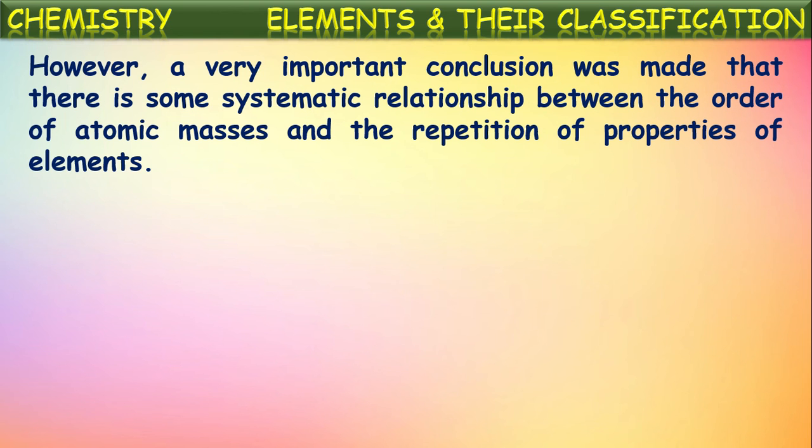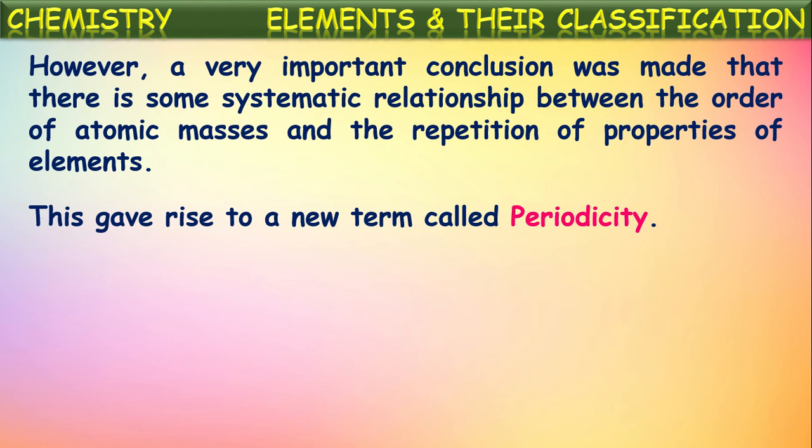However, a very important conclusion was made that there is some systematic relationship between the order of atomic masses and the repetition of properties of elements. So this was found by this Newland octaves classification. Even though it failed, it has given one clarity. That is, there is certain relationship between the atomic masses of the elements and their properties. That is, when elements are written in the order of their atomic masses, there is a certain repetition of the properties of one element with some other elements. That was observed here. That we call as periodicity.